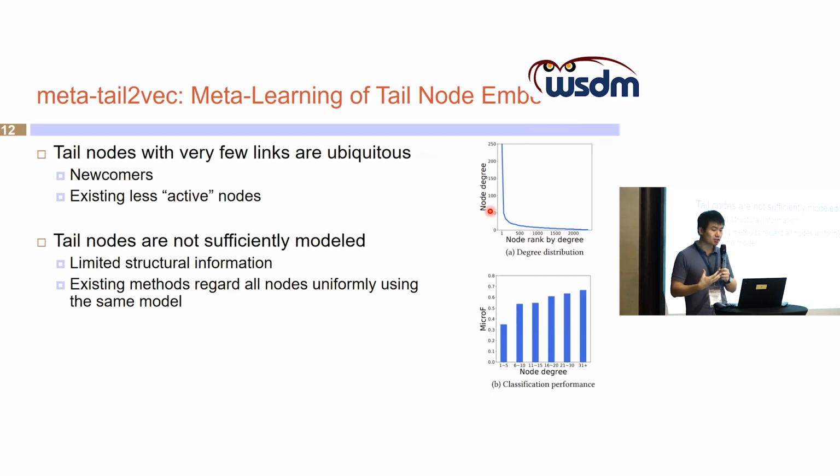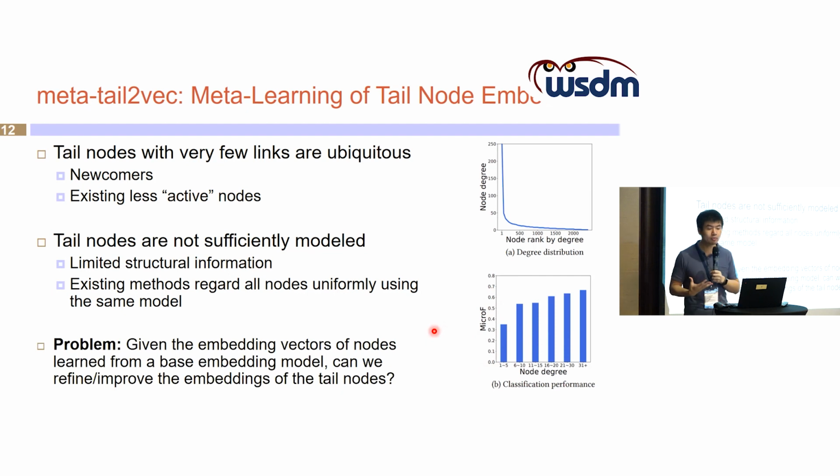The thing with this distribution is that the nodes in the tail have very low degree. They are not sufficiently modeled, so there's a bias towards nodes with a large degree. The reason is that these tail nodes don't have structural information. But existing methods, whether you are using network embedding or graph neural networks, all regard nodes uniformly. They do not pay special attention to the so-called tail nodes. And this results in worse performance for the tail nodes.